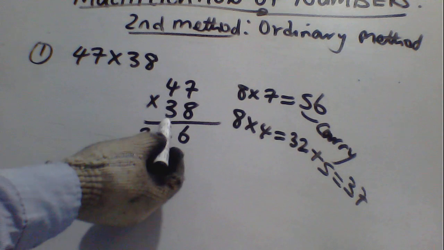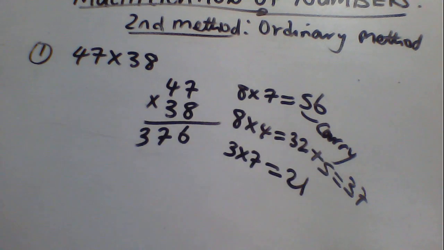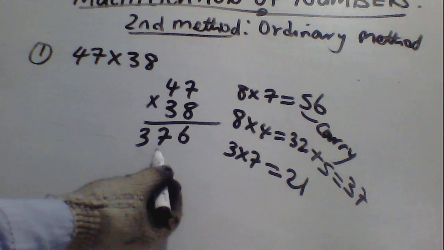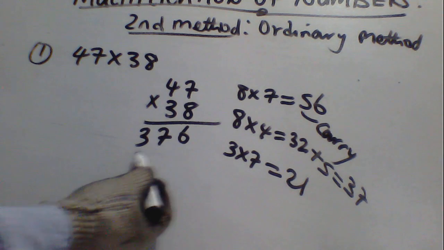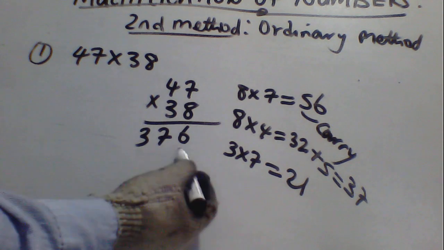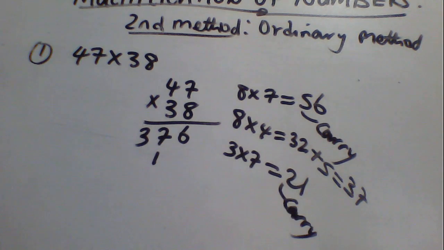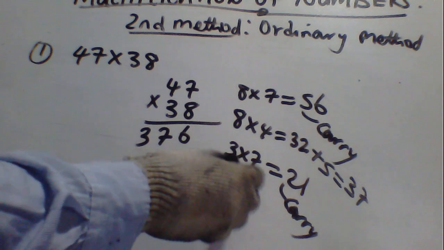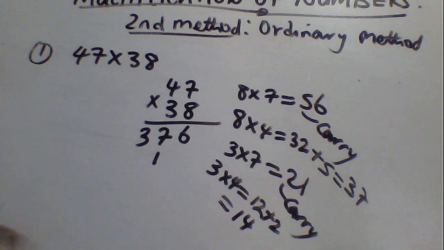The second is the tens digit. 3 times 7 will give us 21. Here you move one digit, not immediately after 6. When you are performing this type of operation, before you do the addition, you have to move one digit for each row. You write 1, then carry 2 to the next digit. 3 times 4 gives us 12, plus the 2 you carry, that gives us 14. So you write 4, 1.